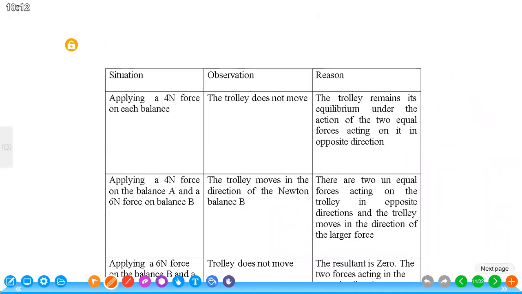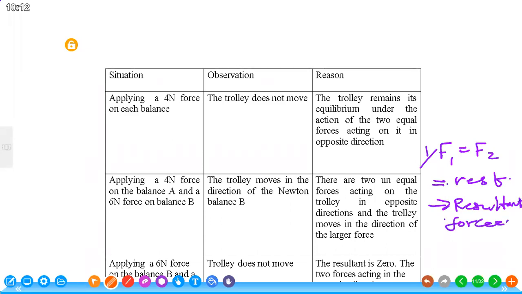I already explained. For two collinear forces acting in opposite directions, we use these conditions. The first: when F1 is equal to F2, the object comes to rest because the resultant force is 0. Second condition: when F1 is greater than F2, the object moves in the F1 direction, because the resultant force is F1 minus F2, and F1 has the greater value. So the object moves in the F1 direction.